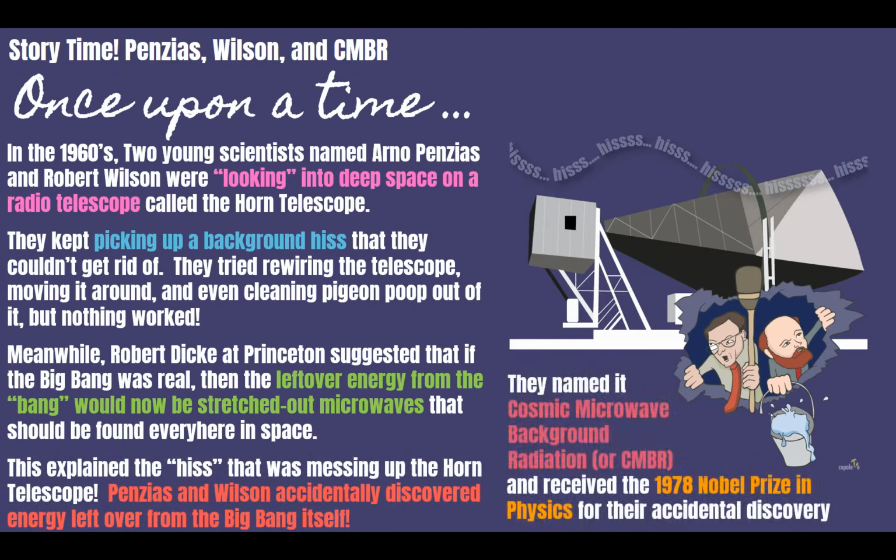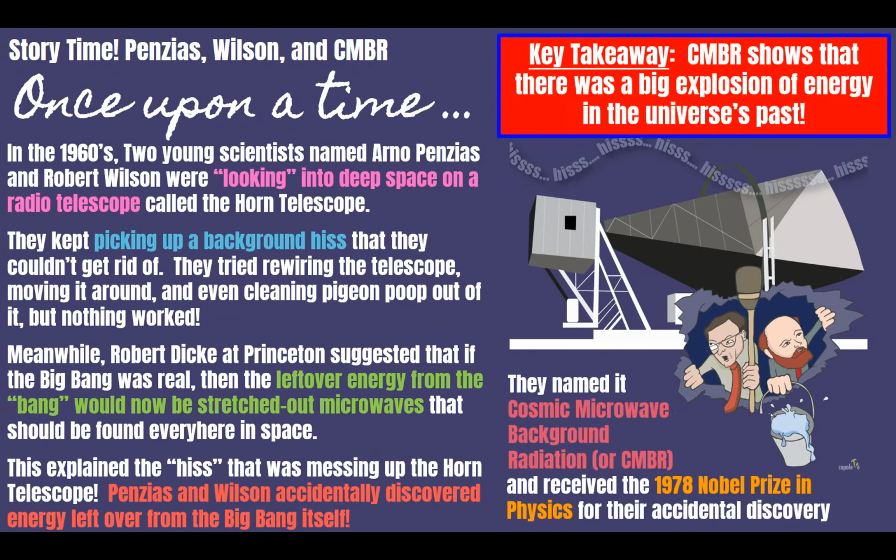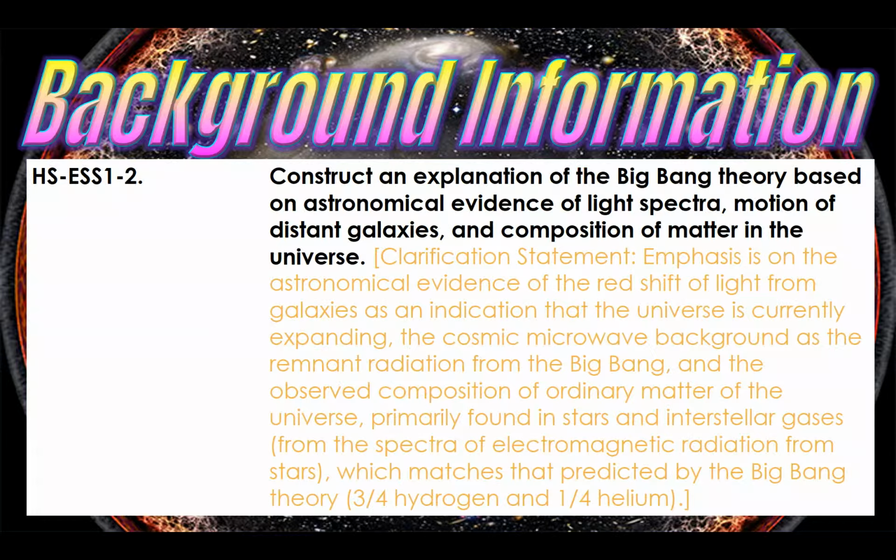They named this cosmic microwave background radiation, or sometimes just CMB or CMBR, and they received the Nobel Prize for this in 1978, even though they weren't really looking for it directly. This was an accidental Nobel Prize. Key takeaways: CMBR shows that there was a big explosion of energy in the universe's past. So far we know that the universe is young. We know what it's made of. It's not old enough to be made of heavy stuff. And we know that there was a big explosion of energy in the past because we can still detect the stretched out energy waves as microwaves today.